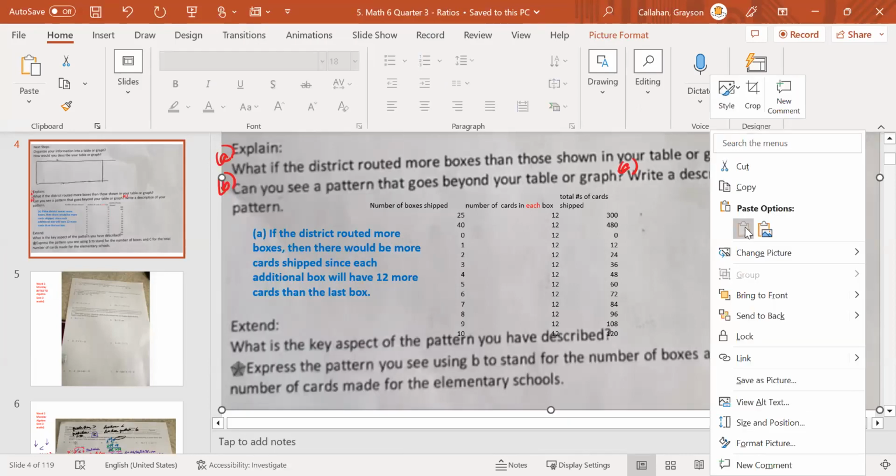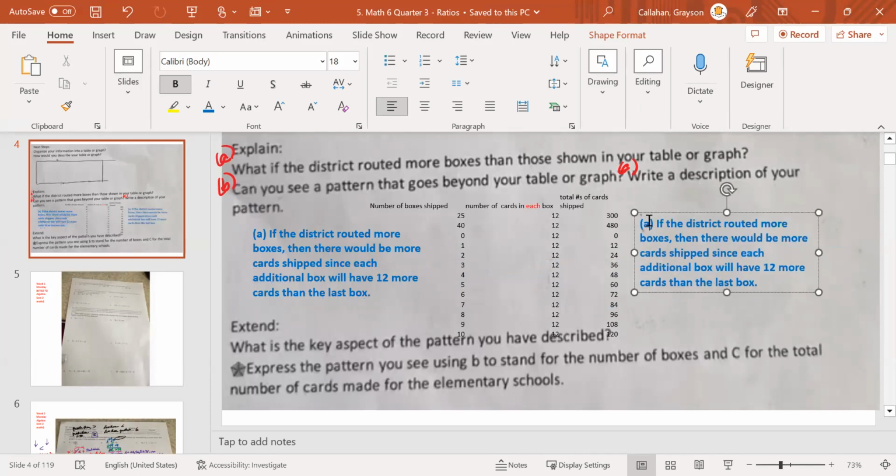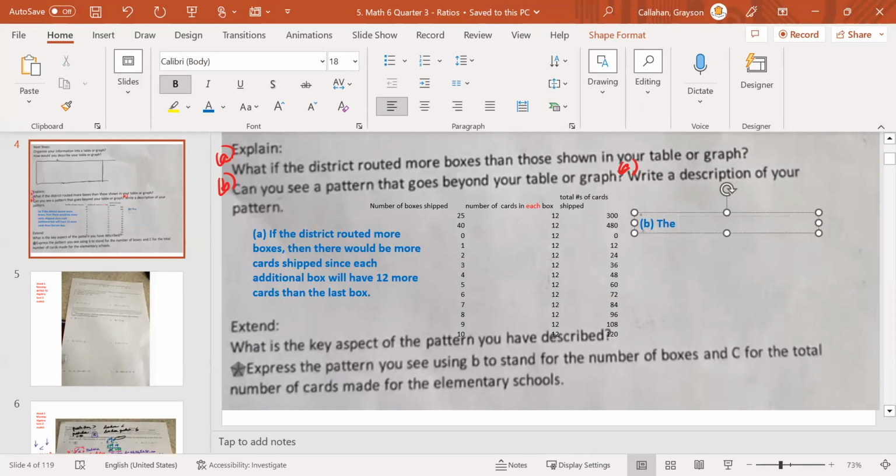So for part B, what is something that you can say? What do you want to say for part B? How should I start it? Go back to the question. What does the question ask you? It asks you, can you see a pattern? You should say the pattern, what? Cards. Every box will have 12 more cards.